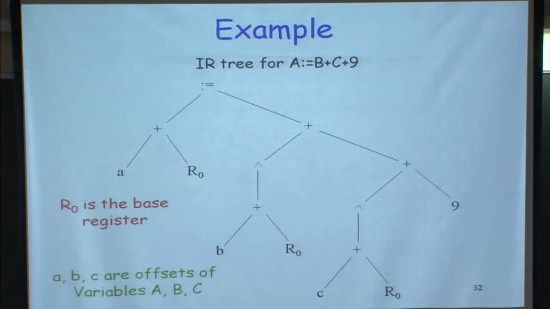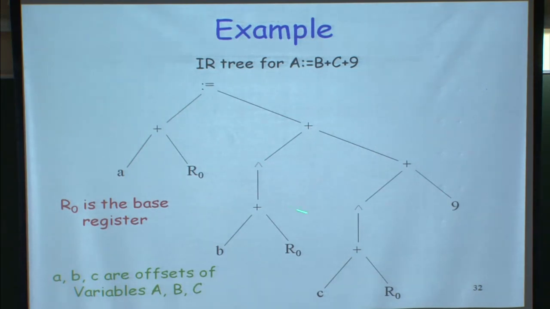First, let's look at an abstract syntax tree for an expression like A is being assigned B plus C plus 9, and I have made certain assumptions here. One assumption is that they all occur in the same scope, and therefore they all have a location which is at an offset with respect to a certain base register. Since they are in the same scope, the base register is going to be the same. So I have assumed that R0 is the base register, and lowercase a, b, and c are the offsets of the storage of A, B, and C with respect to that base register. Since the scope is the same, I don't have to worry about the registers.